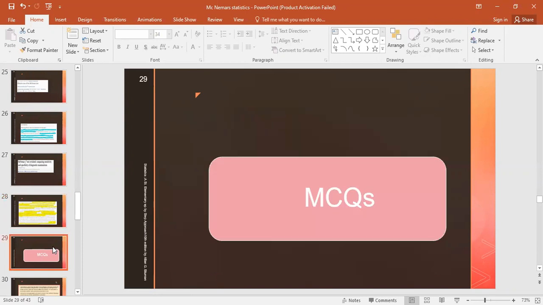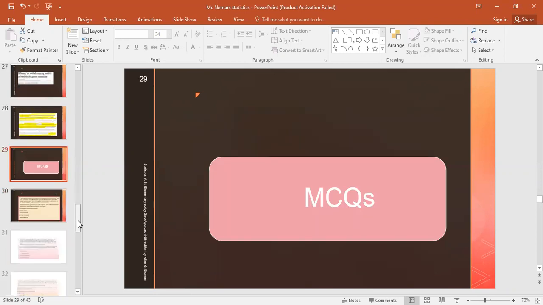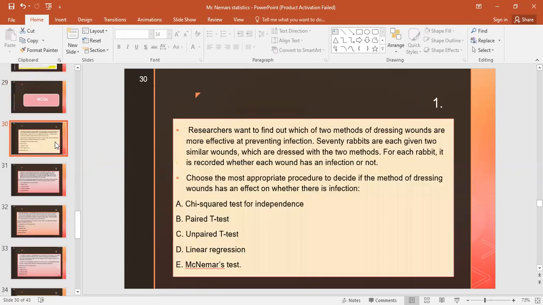Now there is an MCQ session. A researcher wants to find out which of two methods of dressing wounds is more effective at preventing infection. 70 rabbits are each given two similar wounds, which are dressed with the two methods. For each rabbit, it is recorded whether each wound has an infection or not.